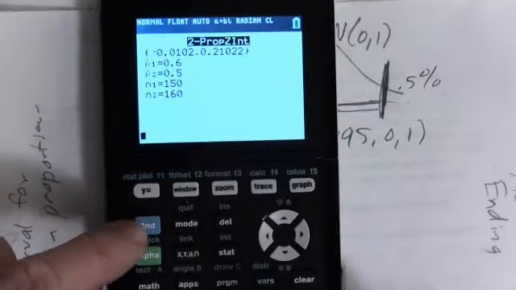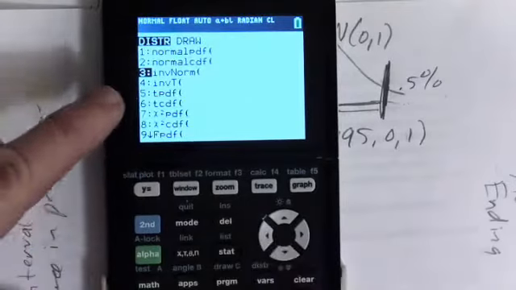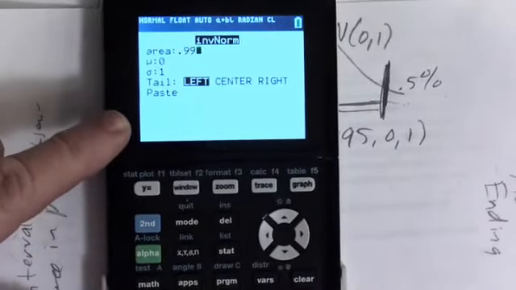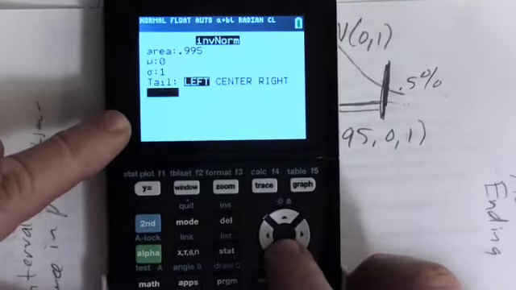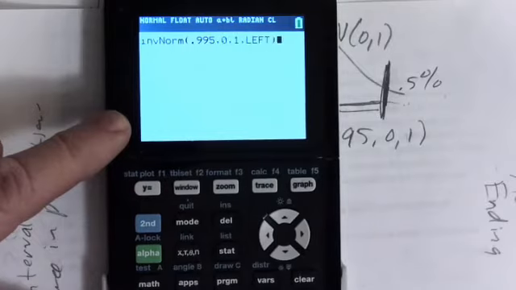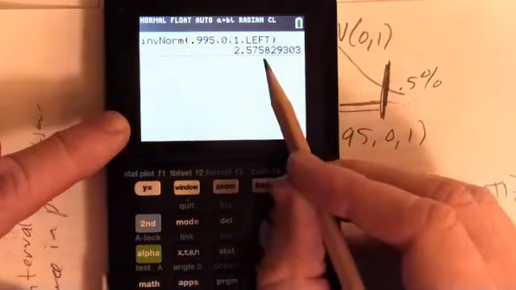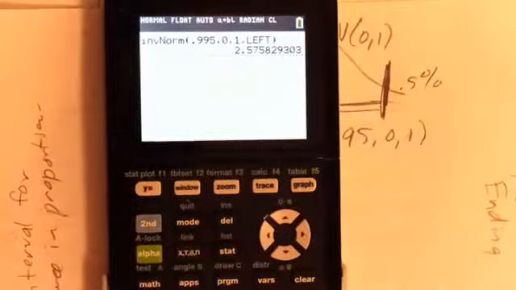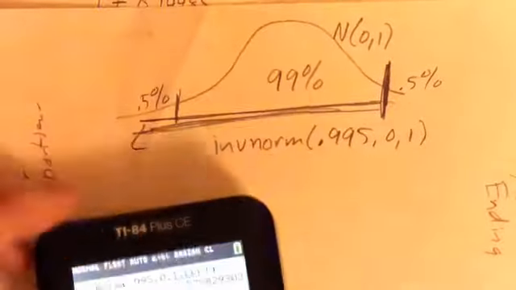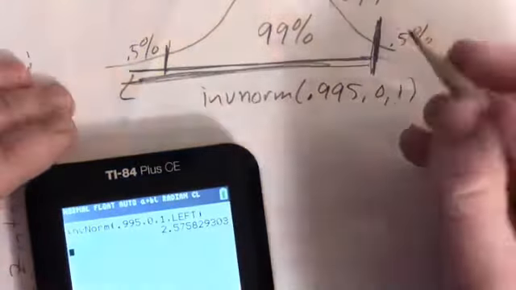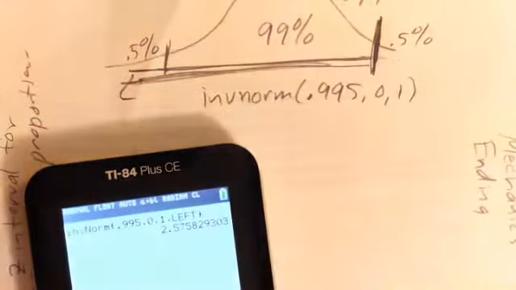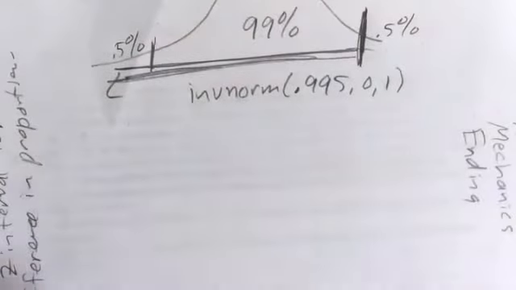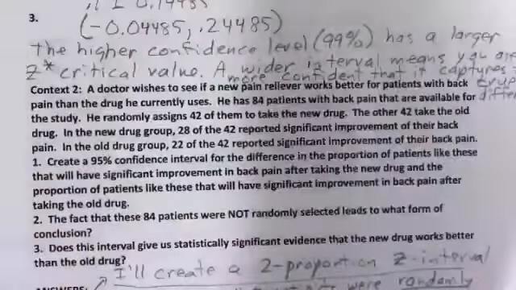You go 2nd VARS, which is distribution, inverse norm, 0.995, mean of 0, standard deviation of 1. And there we are, 2.576 approximately. That's if you want to get a more exact value. So if we wanted 95%, like we did before, if we change this, well, I'm not going to do it twice. I don't want the video to be too long, but anyway, so there you go.